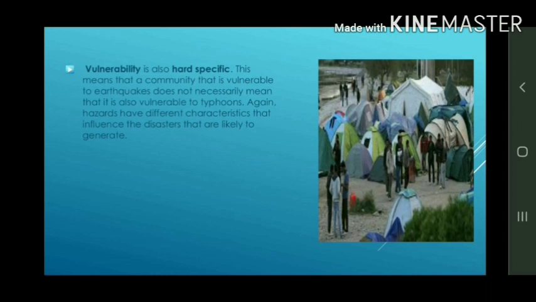Ang East Valley Fault at West Valley Fault na malapit din dito ay hindi rin makakaapekto sa mga probinsya ng Palawan kapag magkaroon man ng matinding pagyanig dito. That is, vulnerability is also hazard specific.